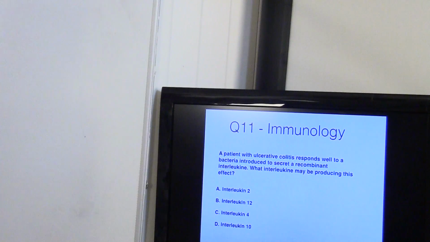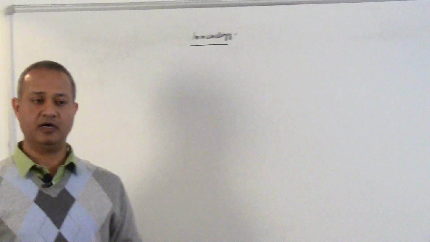And the options are interleukin 2, interleukin 12, interleukin 4, and D, interleukin 10. So the question is, out of all of those, which interleukin is responsible for this particular action?